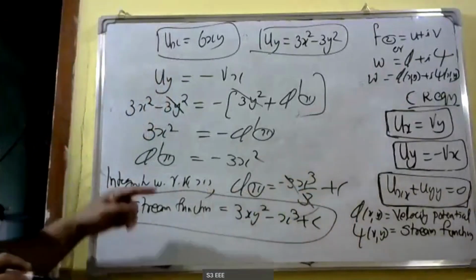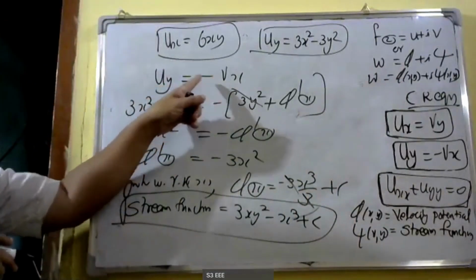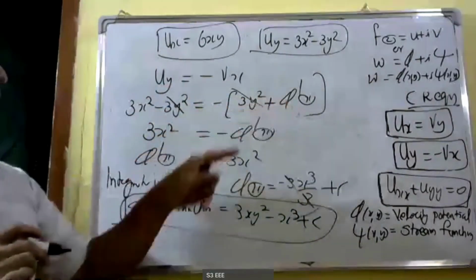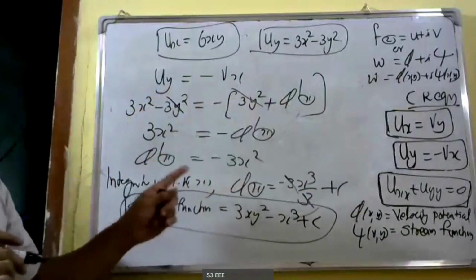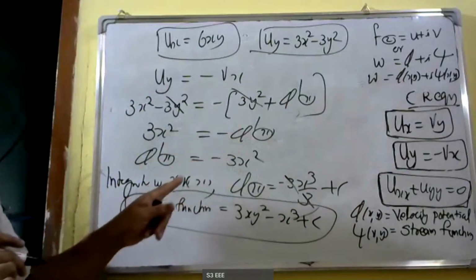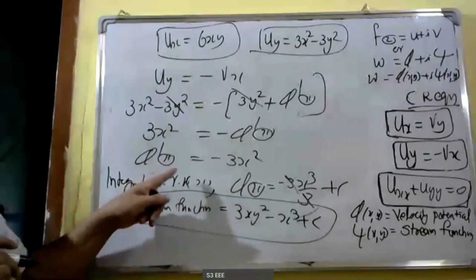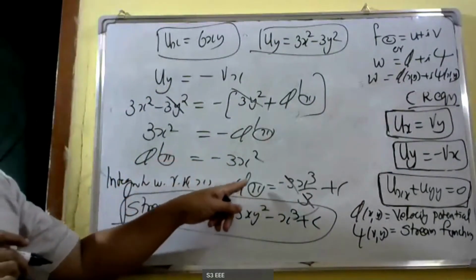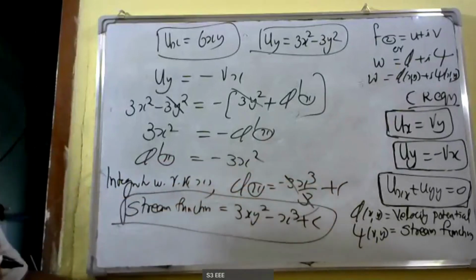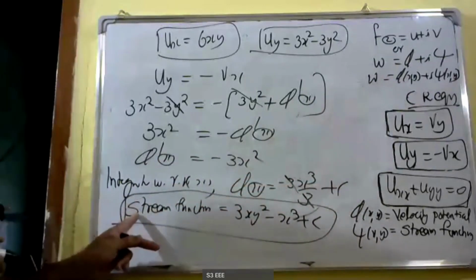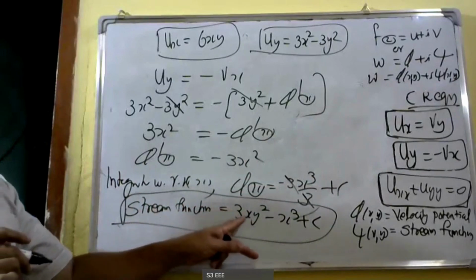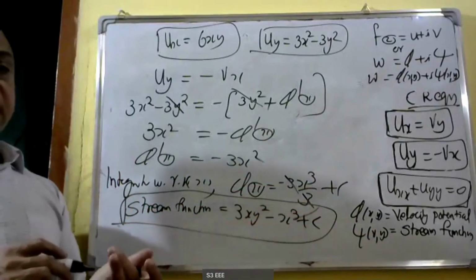Therefore, uy is equal to minus vx, that is 3x squared minus 3y squared is equal to minus of 3y squared plus phi dash x. The common 3y squared cancels. Therefore, 3x squared is equal to minus phi dash x, then phi dash x is equal to minus 3x squared. Integrating with respect to x, phi of x is equal to minus 3x cubed by 3, the 3 cancels, plus c, therefore minus x cubed. The imaginary part in this problem is the stream function. Stream function is equal to 3xy squared minus x cubed plus c. This is the final answer.